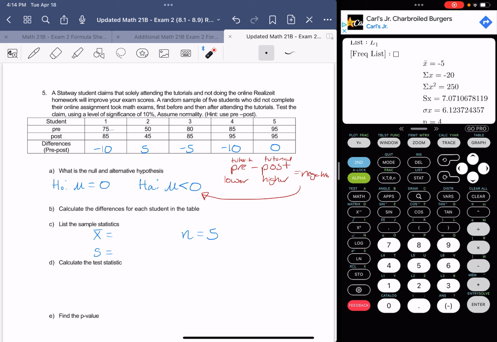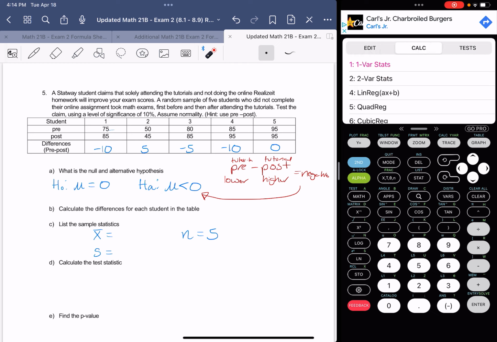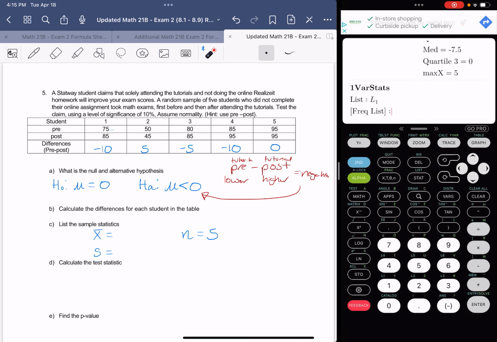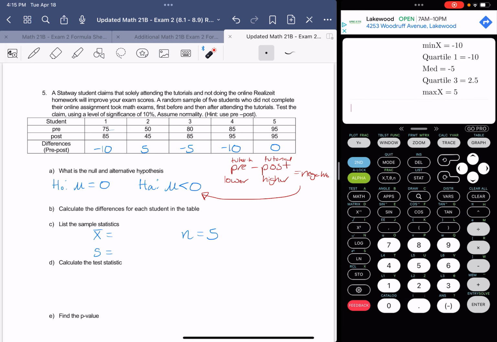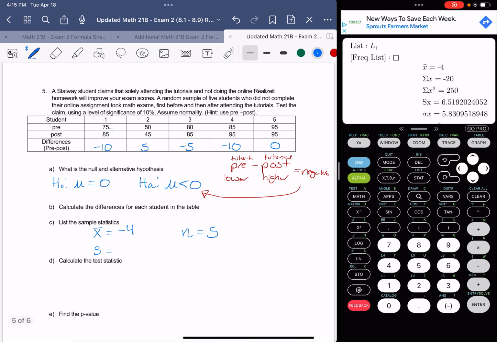And we get the following. Well, actually, I got something different. Did I do this wrong? Oh, I missed my last one. -10, 5, -5, -10, 0. I missed the 0. There we go. Okay. Stat, calc, 1-Var Stats. There we go. Enter, and here it is. So you should have gotten your mean to be -4. The standard deviation, s, I got 6.519. Do you guys agree? Okay, cool.